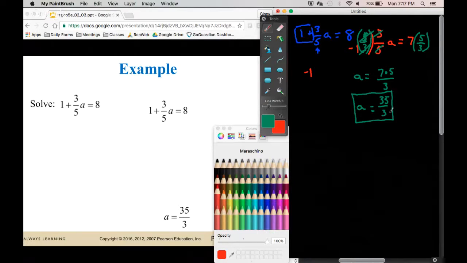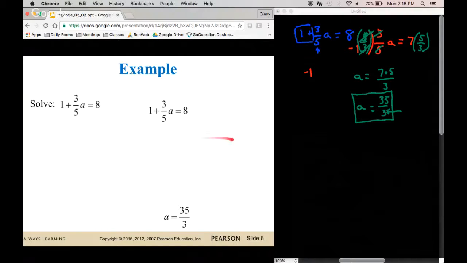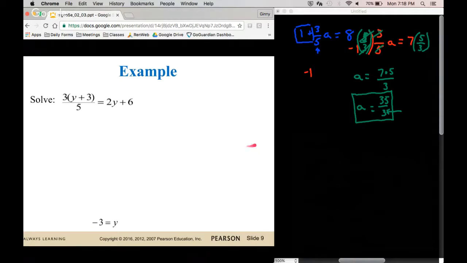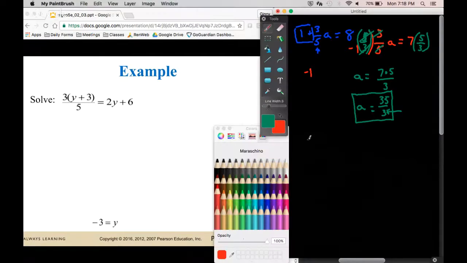If your base down here is prime, the best way to know if you can reduce this at all is if your prime number on the bottom goes into the top number, and in this case it does not. So that's going to be your simplified solution, a equals 35/3. Okay. This next one is a little bit different.